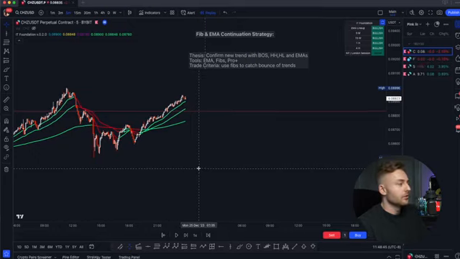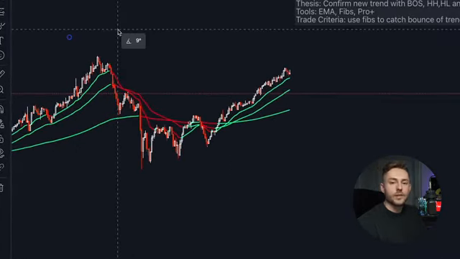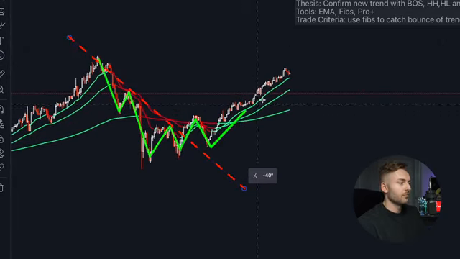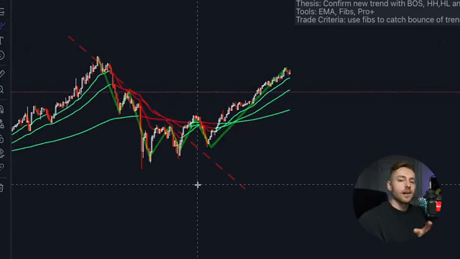So first thing that we need to do is confirm the beginning of a new trend. Do we have our break of structure? Yes, we have our contact point, contact point, contact point, and then the price breaking through there. Do we have our higher highs and higher lows?